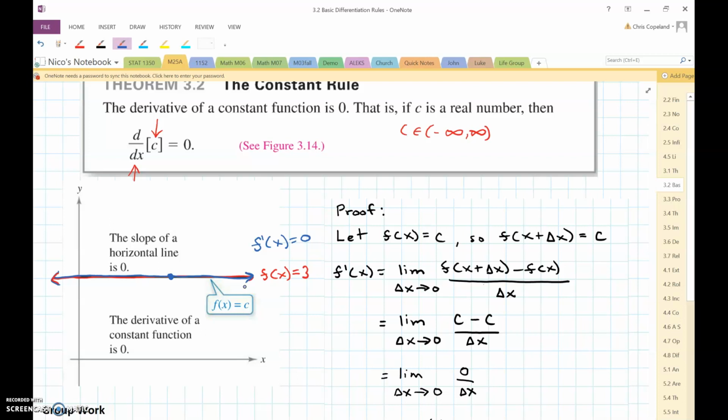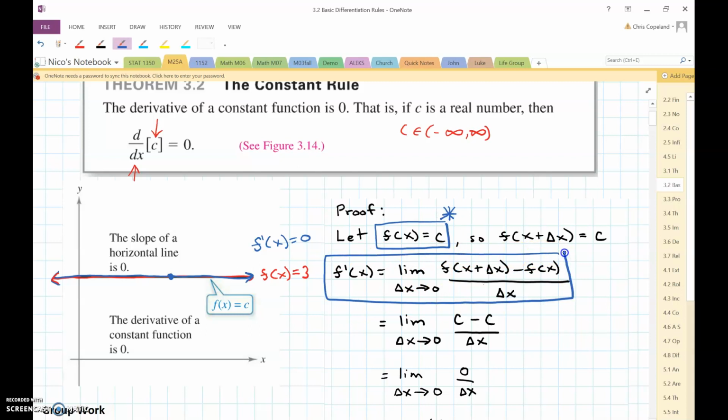Okay, and I'll go through the proof. This would be a proof that I would expect you to be able to reproduce on a test. So let's say that you have some constant function, f of x equals c, and I want to use the definition of the derivative to prove that f prime of x, when this is a constant function, is equal to 0. This is what I'm trying to prove.